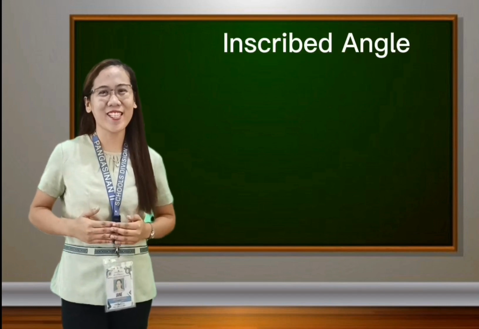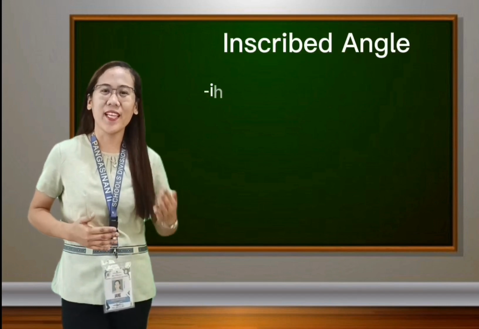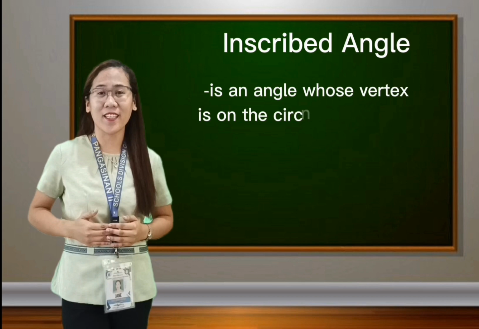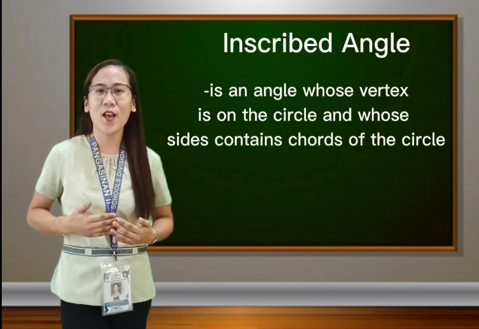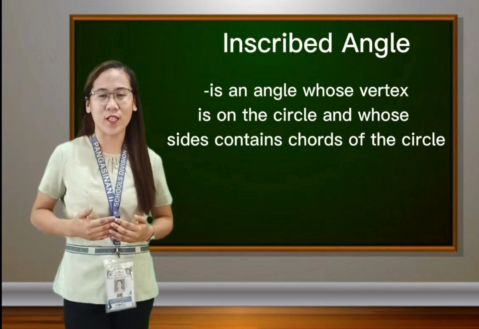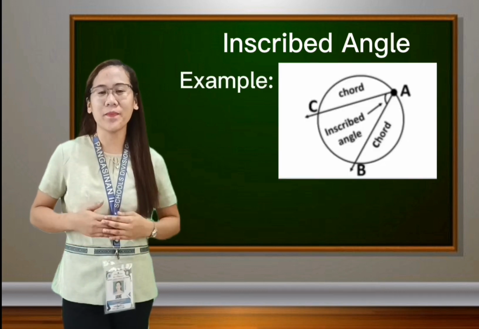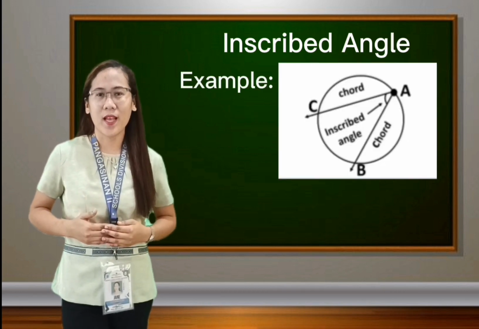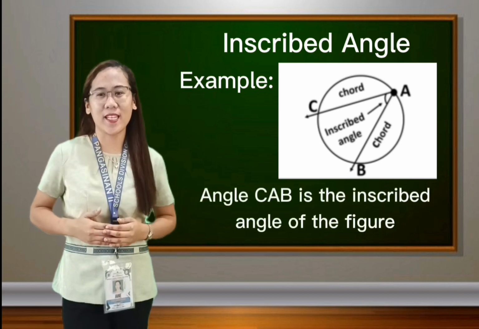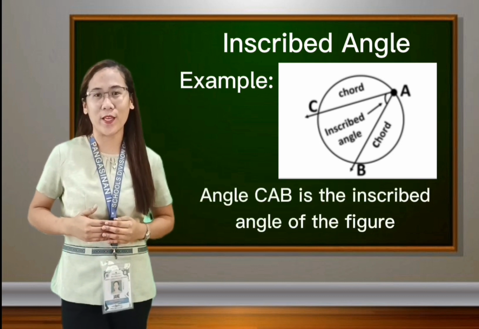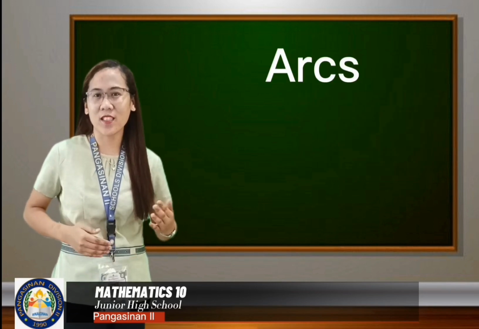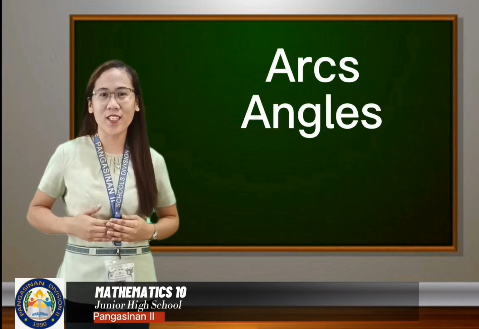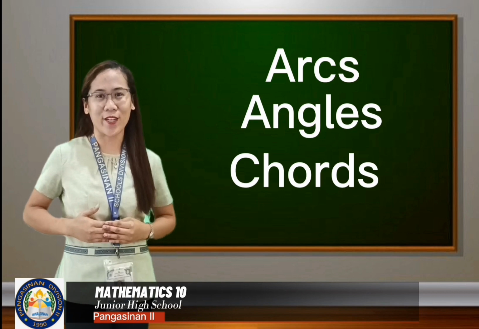Next is the inscribed angle. Inscribed angle is an angle whose vertex is on the circle and whose sides contain chords of the circle. For example, in the given figure, angle CAB is the inscribed angle. So, those are the arcs, the angles, and chords that are related to circle.